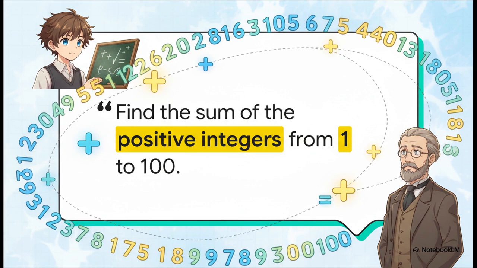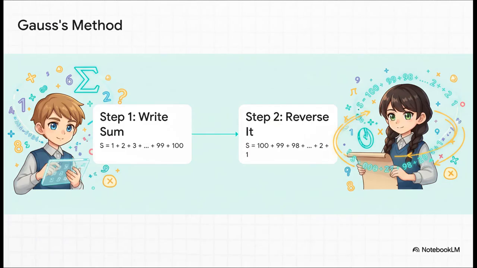How on earth did he do that? Well, this is where the genius really shines. Gauss first just called the sum S. Easy enough. S equals 1 plus 2 plus 3, and so on. But then he did something brilliantly simple. He wrote the exact same sum right below it, but backwards, starting with 100 and going all the way down to 1. This one little move changes everything.